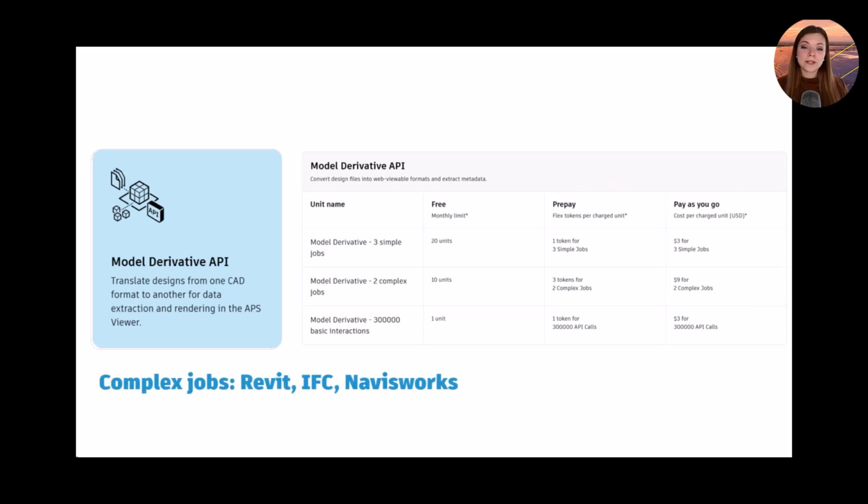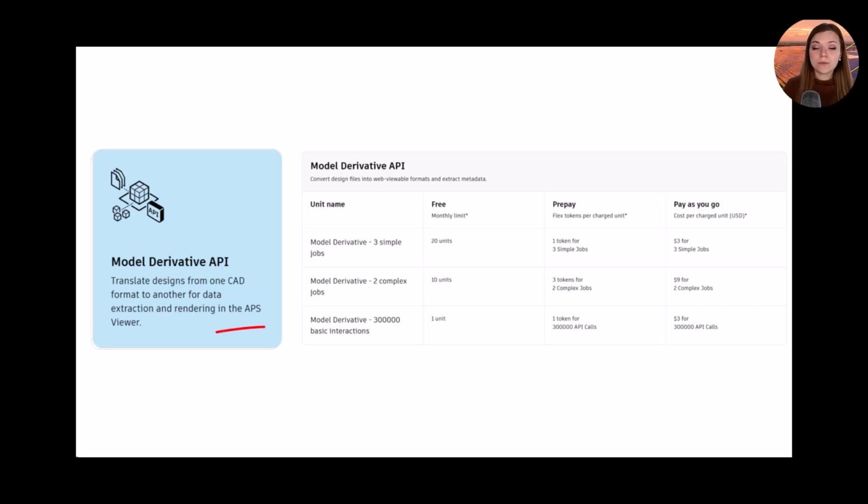Complex jobs include formats such as Revit, IFC, and Navisworks. All other supported formats are considered simple jobs. Now, if you look at the rate sheet, you'll also see a line item that charges 1 token per 300,000 API calls. This applies to model derivative operations that do not involve file translation. Examples include checking which translation formats are available or querying the status of a translation job. These calls are billed at 1 token per 300,000 requests, in addition to any tokens used for file translations.